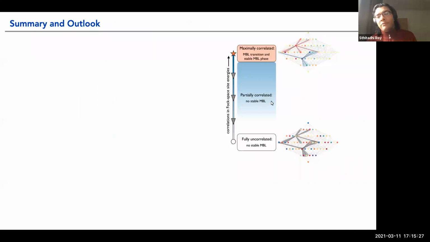So the central point was that in disordered local Hamiltonians, you actually have strong correlations in the effective Fock-space disorder, which are maximally correlated in the sense that nearby sites, or sites at finite distance, are completely slaved to each other in the thermodynamic limit. And that turns out to be a necessary condition for stabilizing an MBL phase.